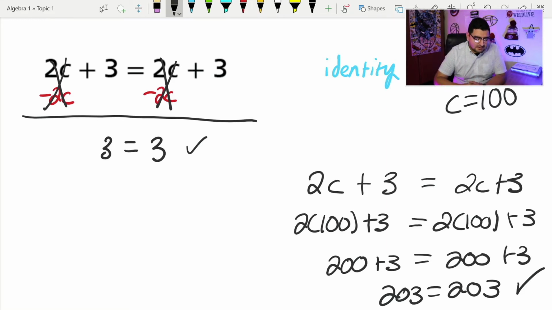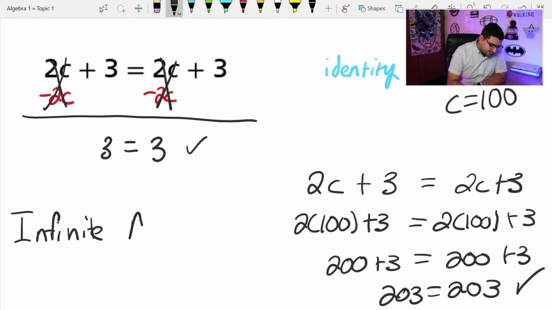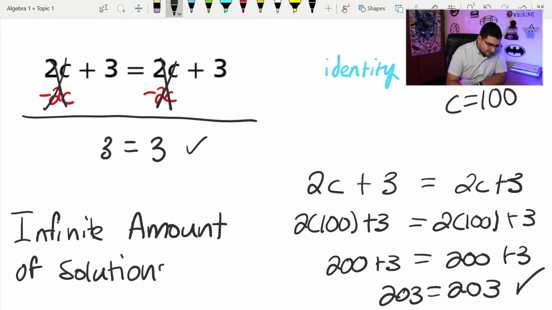It's a special type of problem, and this is an example of one where we get an infinite amount of solutions. Okay, so all I would say, I can say the word identity, which would mean that there's an infinite amount of solutions, or I can say infinite amount of solutions. That's two ways that I can answer this.